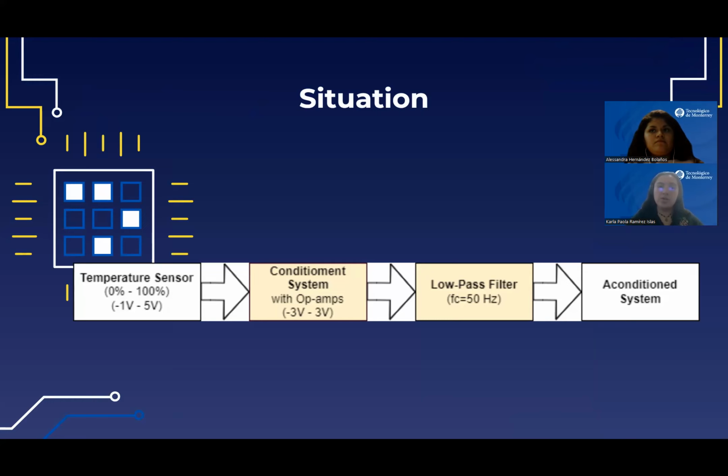The signal conditioner to be designed requires that the circuit delivers -3 volts at 0% of CO2 and 3 volts at 100% of CO2. Additionally, the signal must be filtered with an active low-pass second-order Butterworth filter with a cutoff frequency equal to 50 Hz. The operational amplifiers must be powered with 5 volts. And with this, we obtain the following diagram.